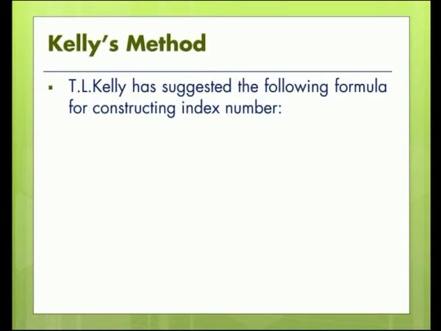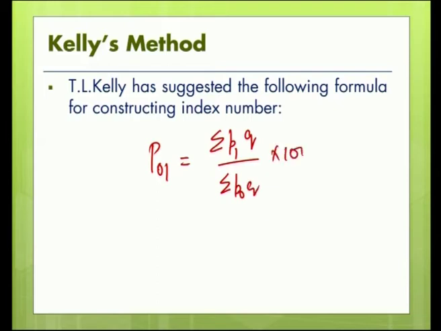Next, Kelly's method. Kelly has suggested the following formula for constructing index numbers. P01 is equal to summation P1 Q by summation P naught Q into 100, where Q is equal to Q naught plus Q1 by 2.